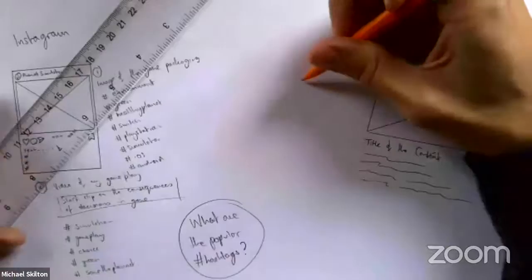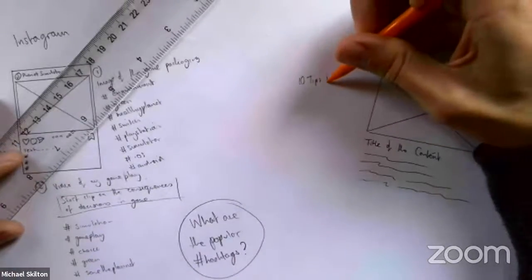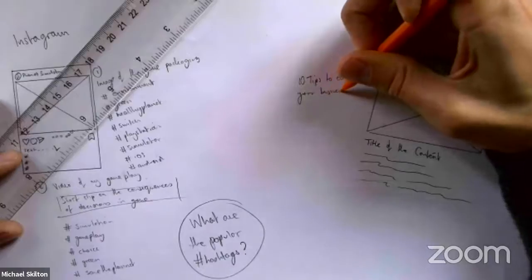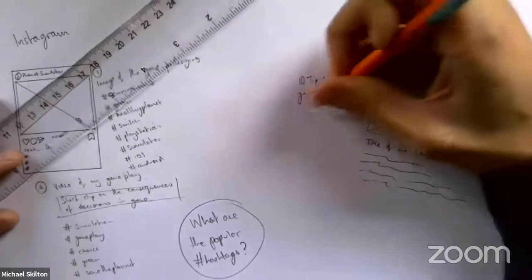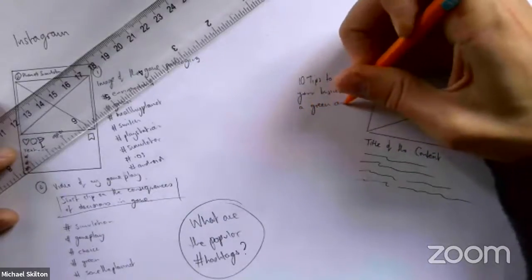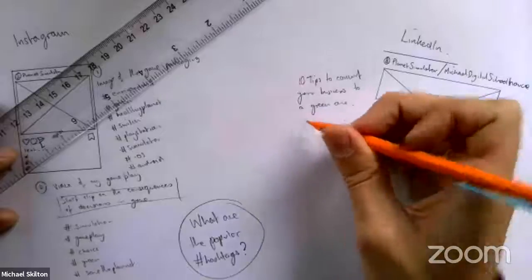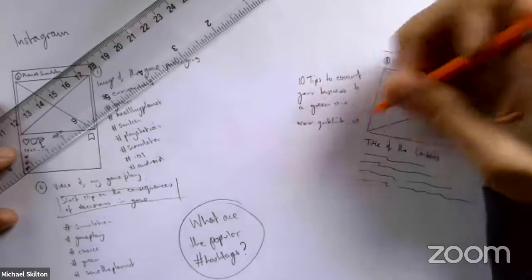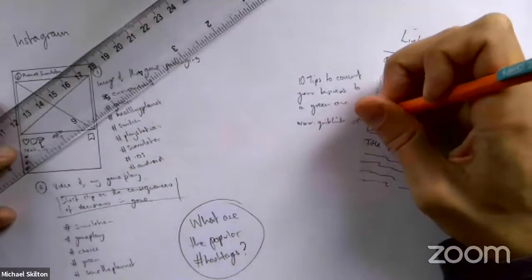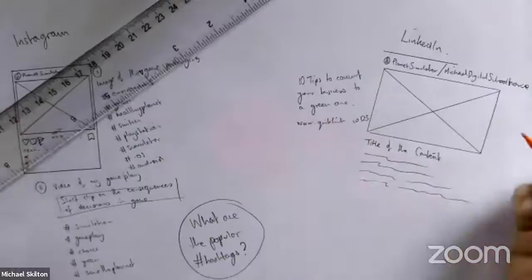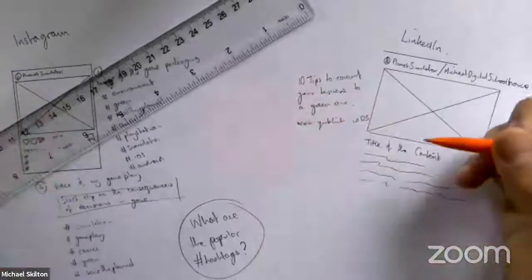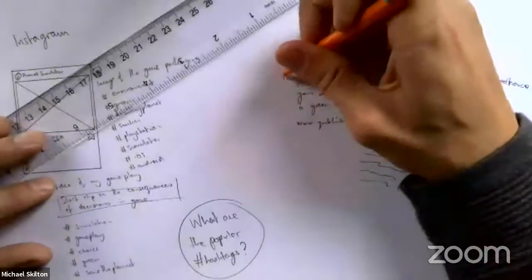So what types of ideas am I coming up with here for LinkedIn? Well, actually, people tend to like, and this always works online, 10 tips to convert your business to a green one. And maybe you then have a link which goes to an actual article that you've written, perhaps on a blog or on your website for your game, to say, you know, 10 tips that professionals can do to convert their businesses into a more green or efficient one. Okay, maybe that's idea number one.